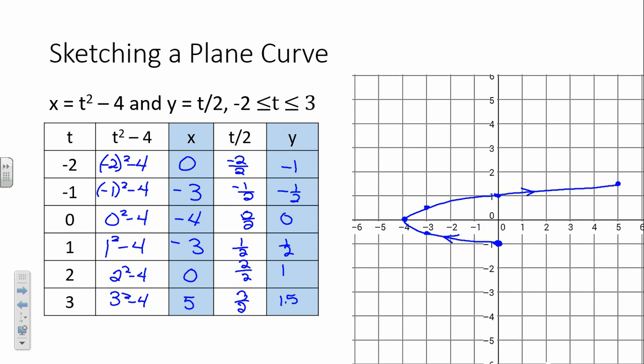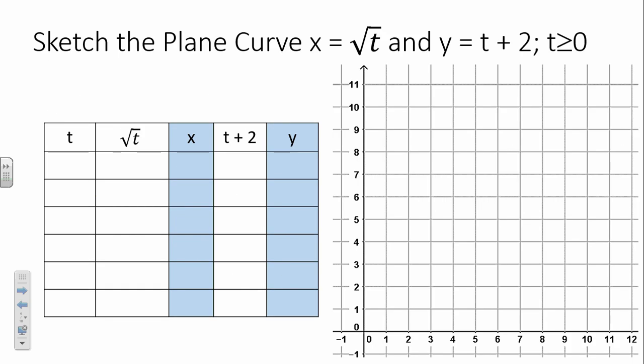All right, the next one says we're going to sketch the plane curve where x is the square root of t and y is t plus 2, provided that t is greater than or equal to 0. So we're only going to use 0 and positive numbers, and they could be fractions. They don't have to be integers, but we can plug in various things.